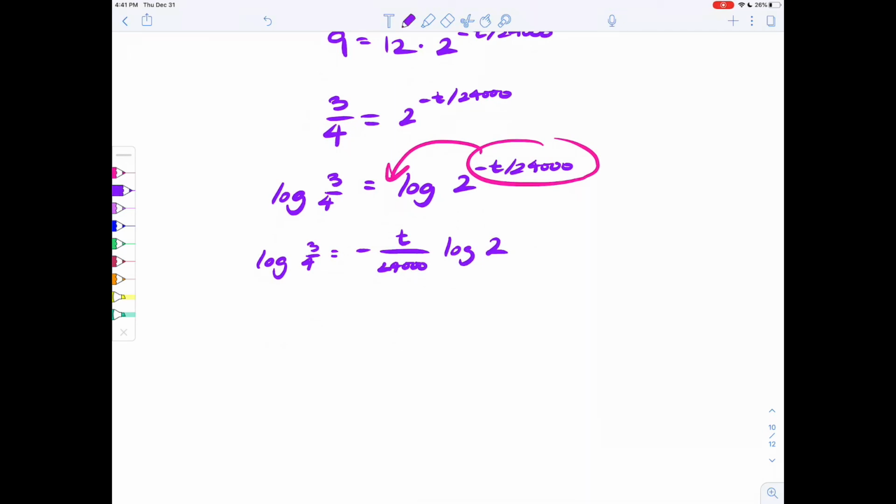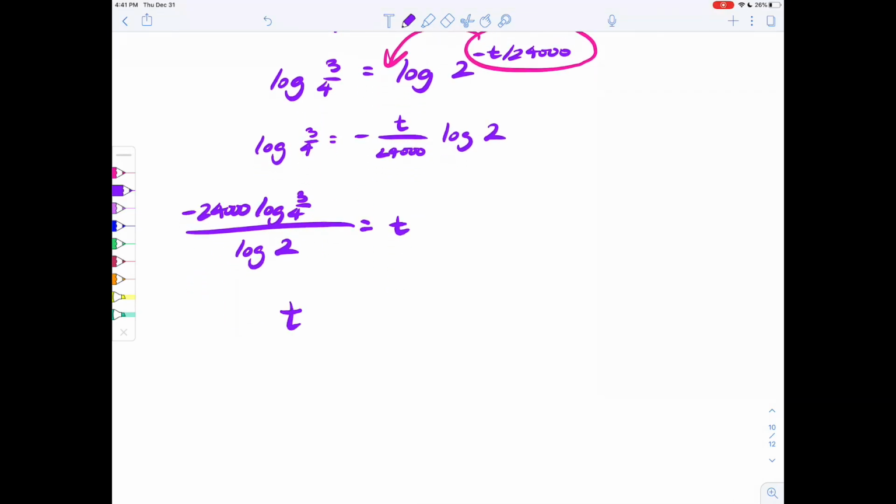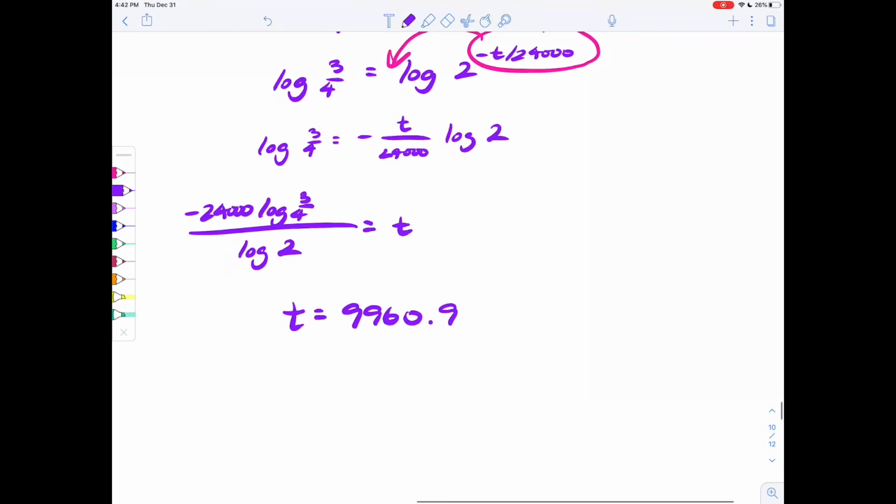So proceeding with this, to isolate t, I need to take log of 3/4. I need to divide it by log 2 because it's being multiplied by t. We're also dividing t by, say, negative 24,000. So I'll multiply by that. And now we can say t is isolated, which gets us a value using our calculators at this point, again being very careful with brackets and all that. To 3 decimal places, I'm getting that value.